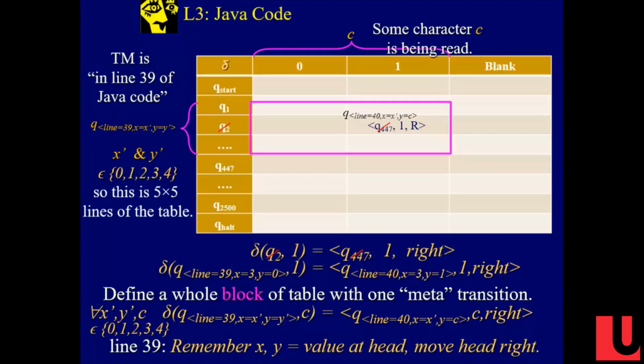Well, it's going to be whatever I've read. In this column, it's going to be 0. In this column, it's going to be 1. Right? Okay, that's my state. Right?